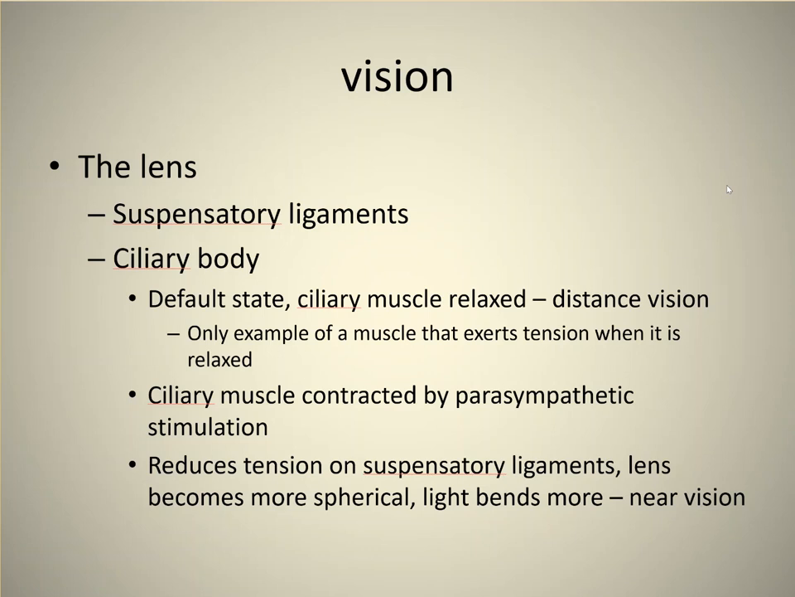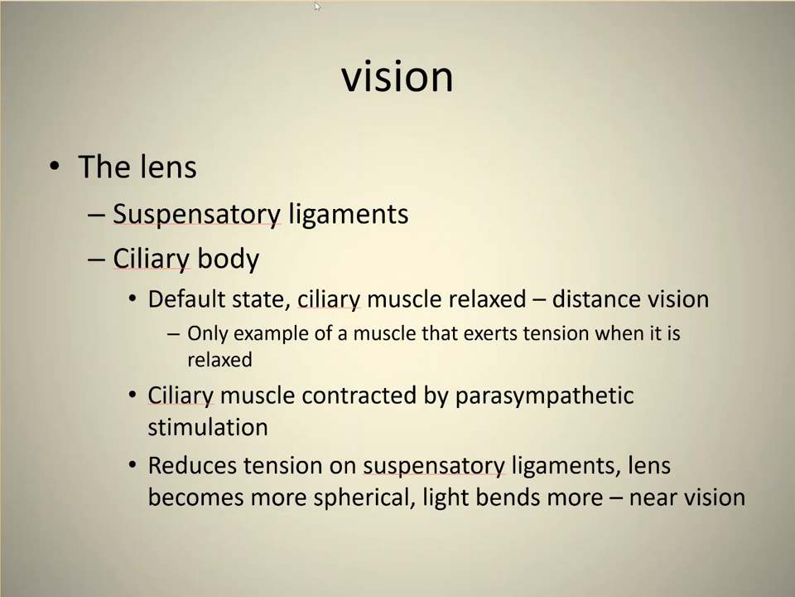The muscles that control the iris and the muscles that control the stretching of the lens. The other muscles are the external eye muscles, and they're under voluntary control. The ciliary muscle is contracted by parasympathetic stimulation. So that causes the tension on the suspensory ligaments to decrease. The lens goes back into a thicker shape, and then it allows you to look at near vision. So it reduces tension on suspensory ligaments because when spherical, light bends more for near vision.